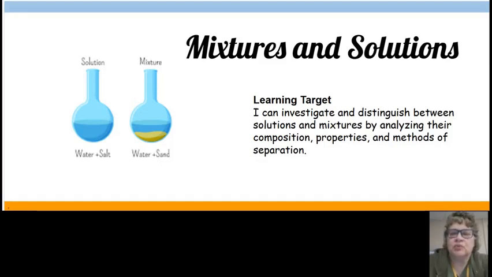New unit, and we're going to talk about solutions. At the very beginning here, we're going to talk about mixtures and solutions. How are they the same? How are they different? Our learning target: I can investigate and distinguish between solutions and mixtures by analyzing their composition, properties, and method of separation.